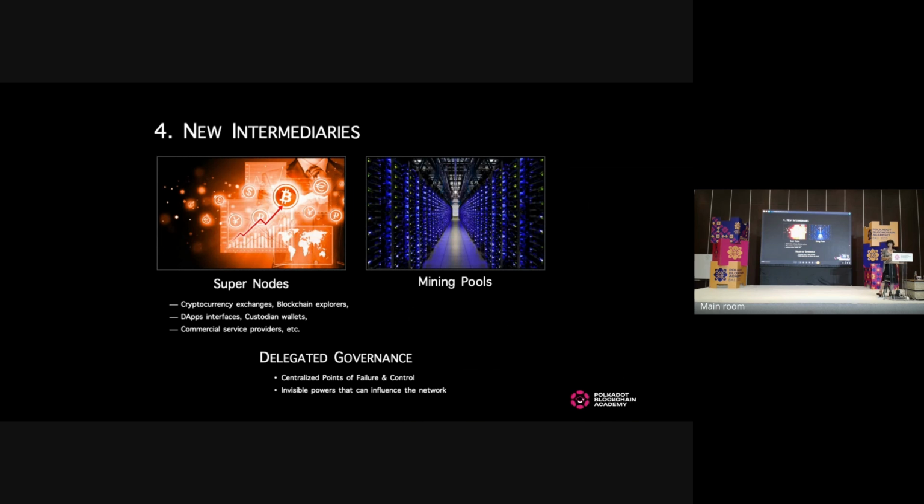So we have, of course, the mining pools or the staking pools, which are aggregating a lot of the decision-making power through the validation of the production, the validation of the blocks. And then we also have the supernodes, which are basically actors that are not necessarily directly involved in the maintenance of the network, but that have a very important role. And this is, for instance, the case of cryptocurrency exchanges, blockchain explorers, custodian wallets, and so forth, which have a lot of users on their own platform.